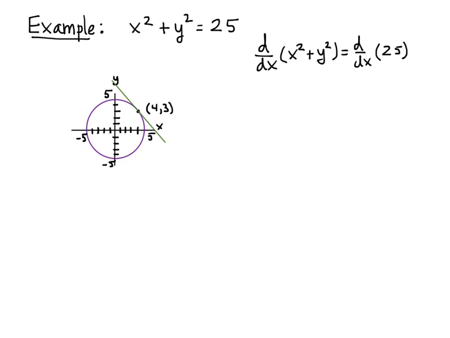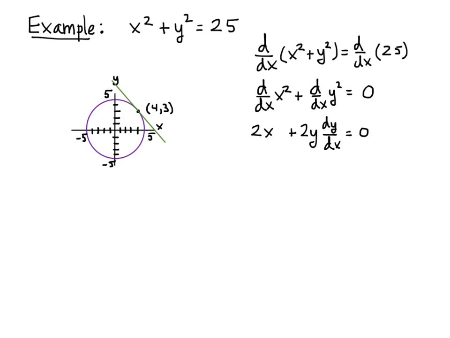Okay, so I'm going to take the derivative of the left side, and what I get is the derivative of a sum is just going to be the derivative of each of the terms in the sum separately. The derivative of a constant is 0, so this goes away to 0. And then if I take my derivatives, the derivative of x squared is just 2x. The derivative of y squared is going to be 2y dy dx. Okay, so there's my expression for the derivative, and that of course equals 0.